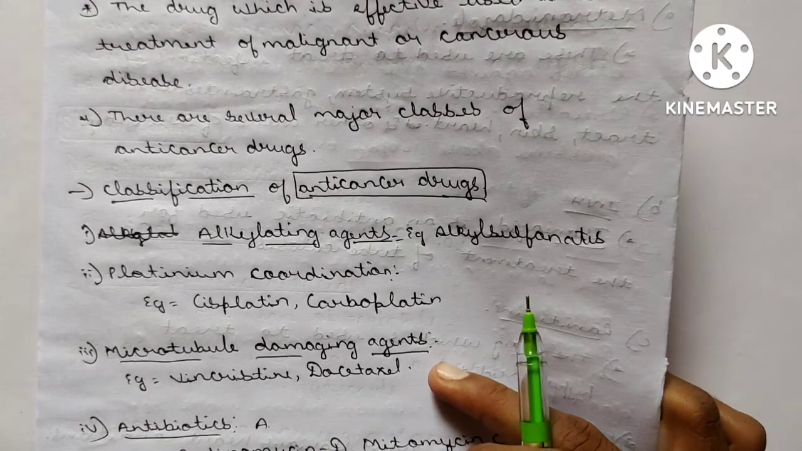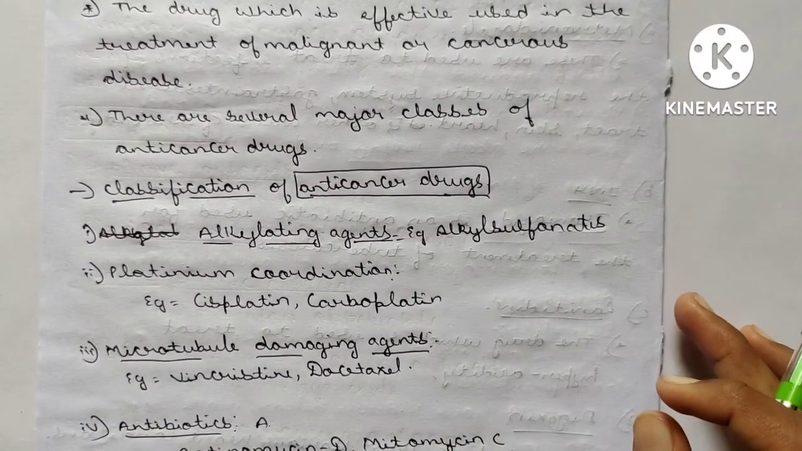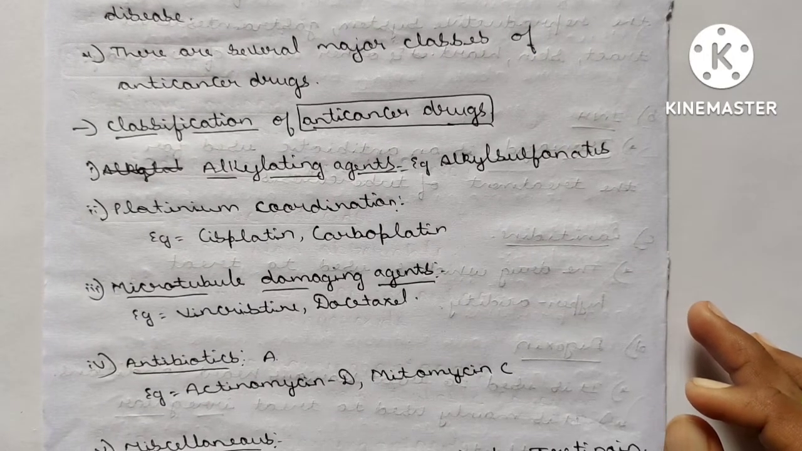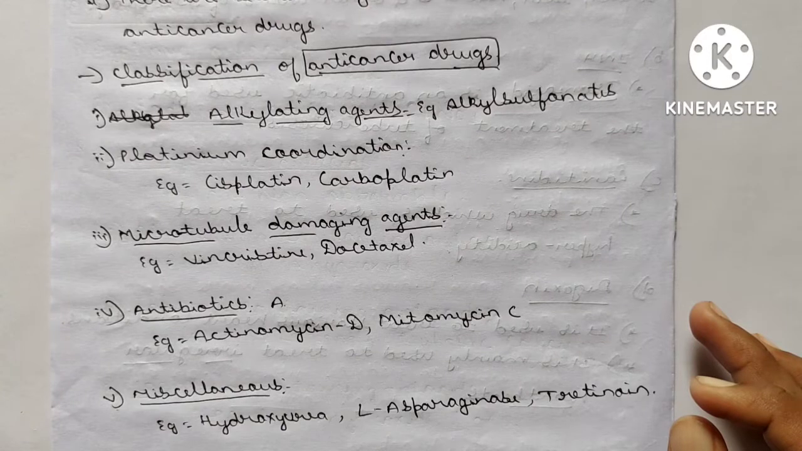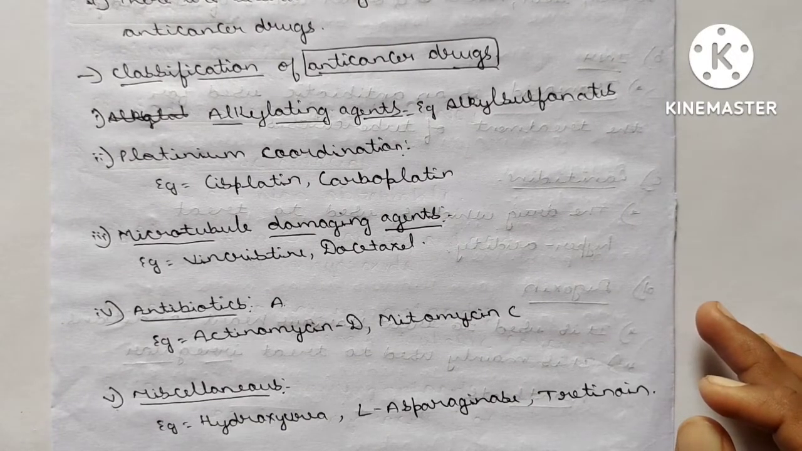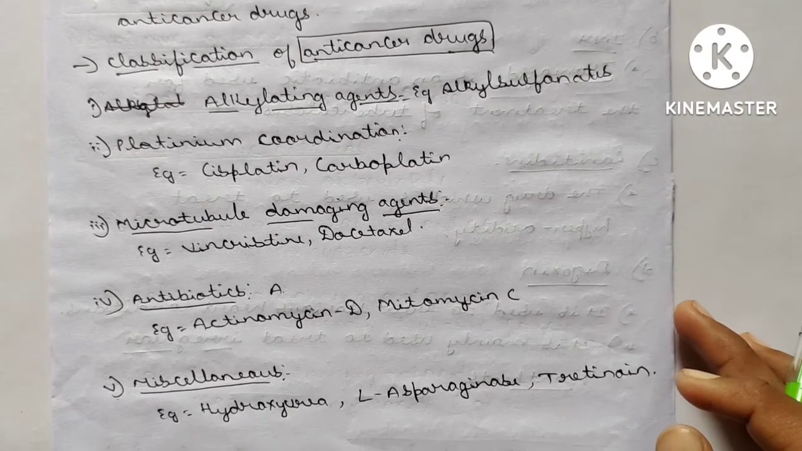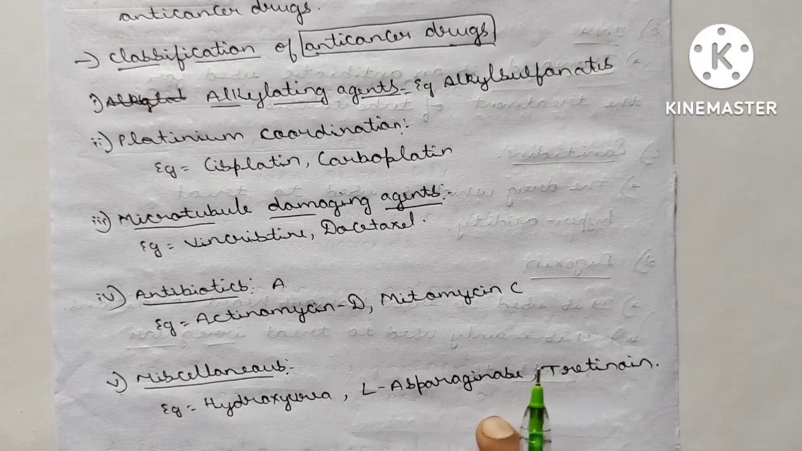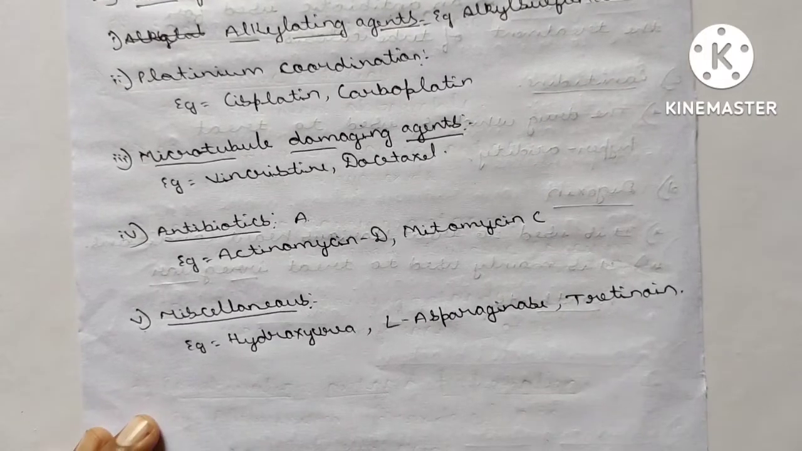Then microtubule damaging agents like vincristine and docetaxel. Then antibiotics like actinomycin D and mitomycin C. Miscellaneous, some of the examples like hydroxyurea, L-asparaginase and tretinoin. These are some examples. These are the anti-cancer drugs.